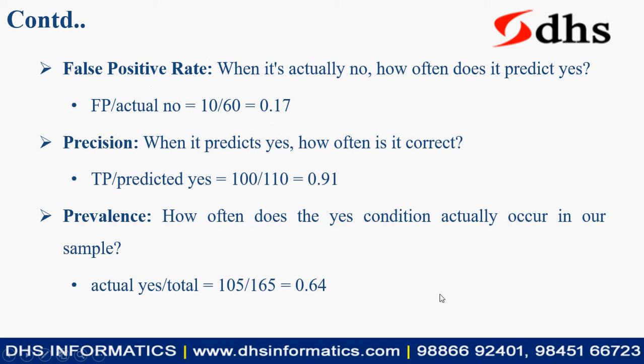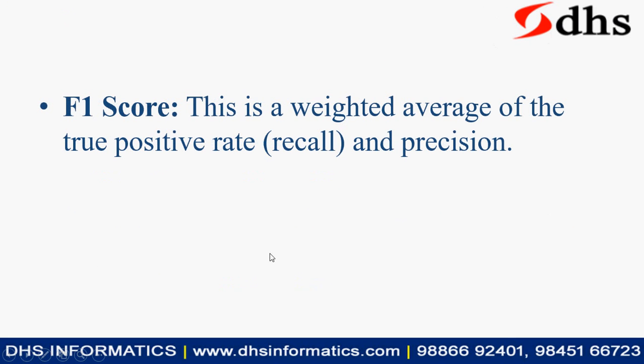Then prevalence. Prevalence is how often the yes condition actually occurs in your sample. Out of 165, 105 are having the disease. So if 100 people go for the test, 64 people get a COVID positive result. That is called prevalence. And one more thing, they tell F1 score. This is a weighted average of the true positive rate, recall, and precision. That is the F1 score.